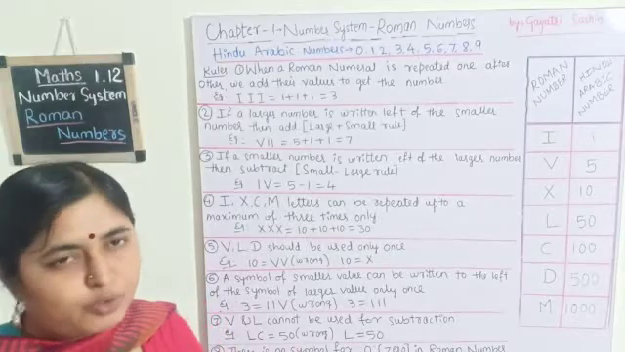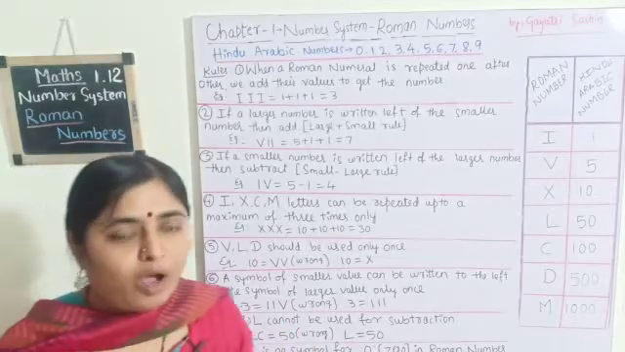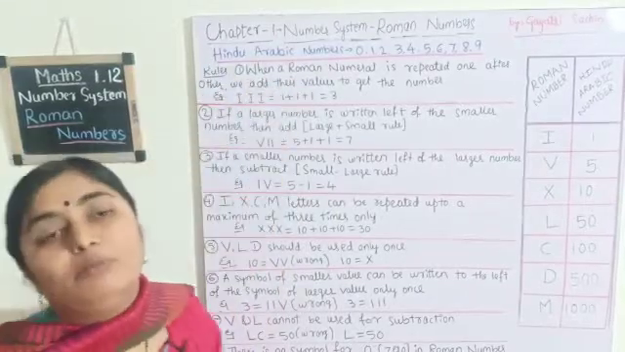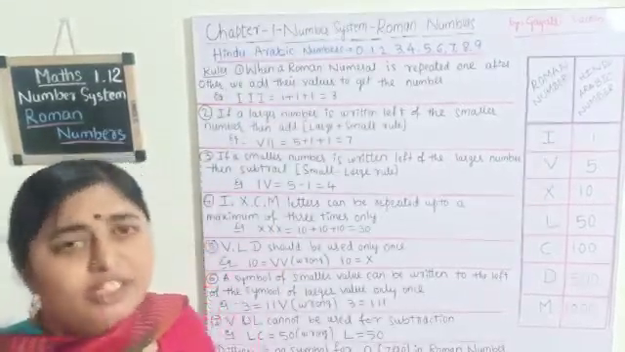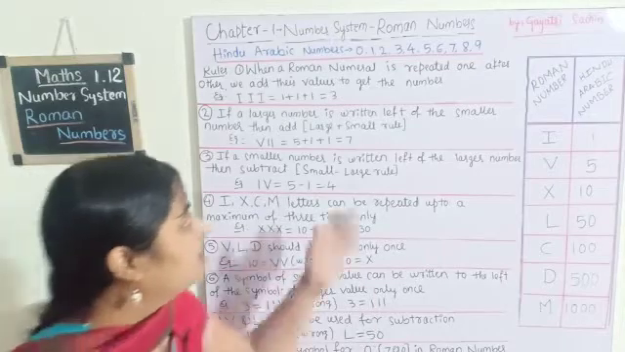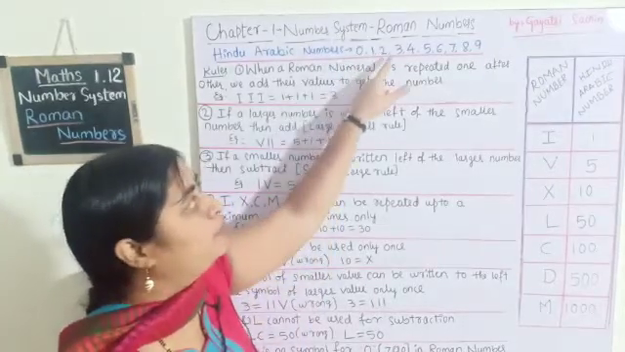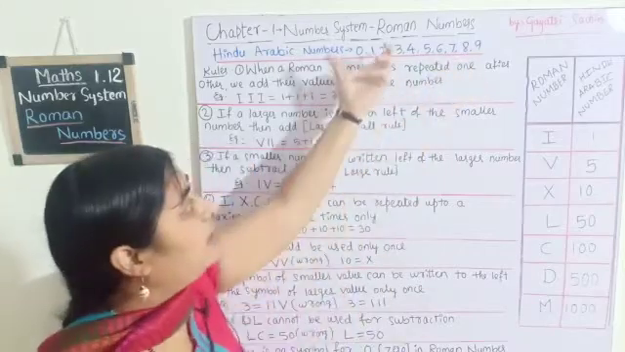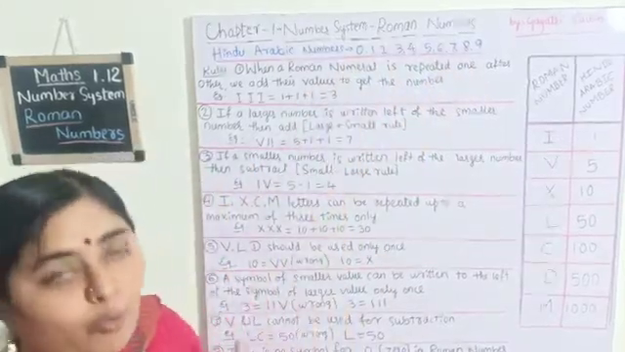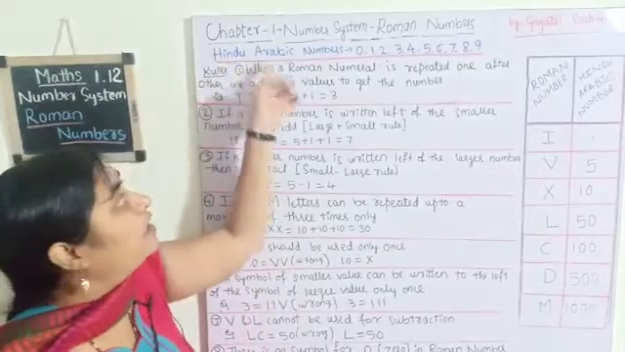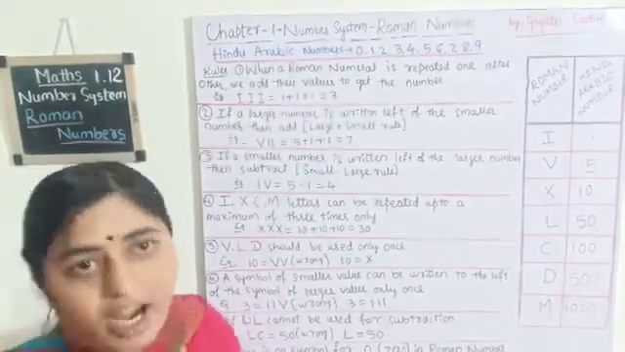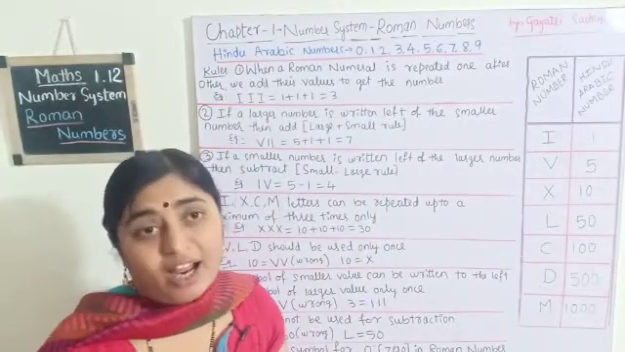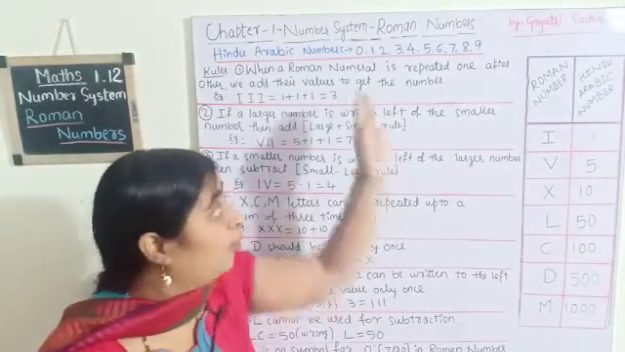Before starting with the Roman numbers, whatever numbers we use in day to day life, like 0, 1, 2, so many numbers we use. Do you know how we call them? We call them Hindu Arabic numbers. How many Hindu Arabic numbers are there in total? See, 0, 1, 2, 3, 4, 5, 6, 7, 8, 9. These are the 10 numbers which we call Hindu Arabic numbers, and we are using all these numbers in day to day life.